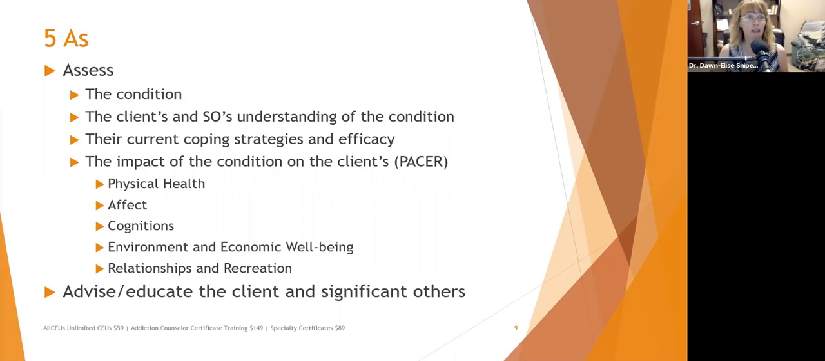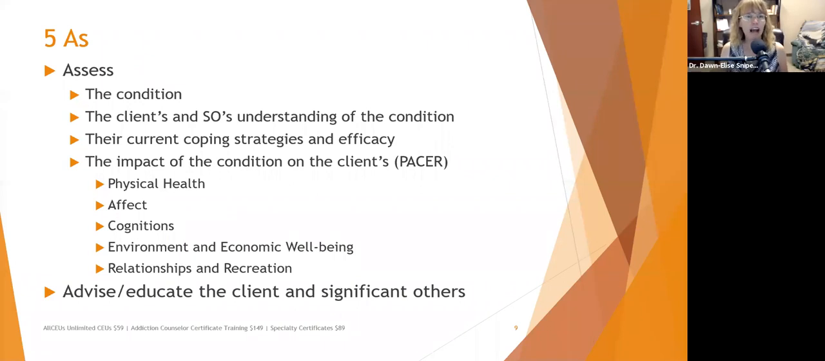Their physical health. How is this impacting their physical health? If they have schizophrenia, for example, there are a lot of side effects of antipsychotic medications. We want to maybe take a look at that. Sometimes they may have difficulty remembering to eat, and different activities of daily living may be impaired because of the disorder. So we want to assess their physical health.